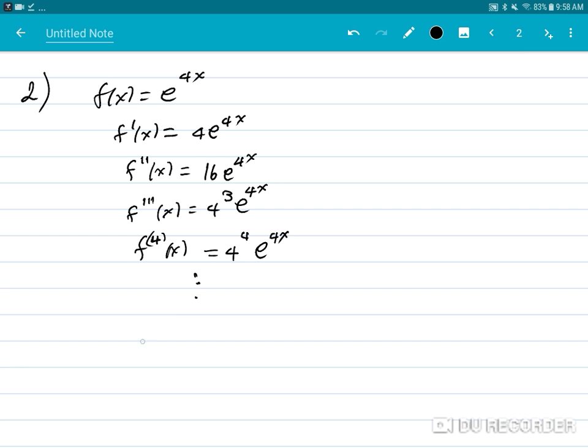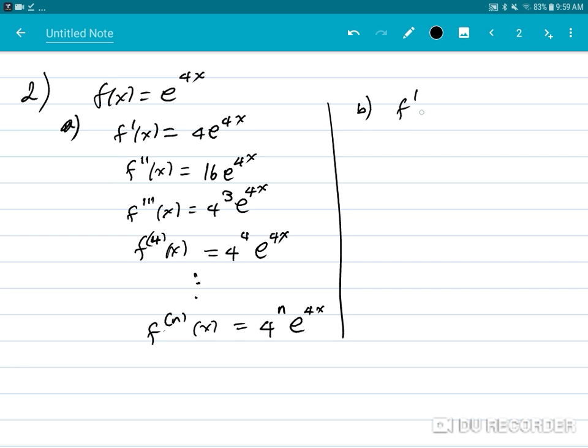And the nth derivative of f is 4 to the power of n times e to the power of 4x. Okay, this is first part A. For part B, they ask us for the derivative at 0, which is 4, since e to the power of 4 times 0 is 1. Second derivative at 0 is 4 squared. Third derivative at 0 is 4 cubed.